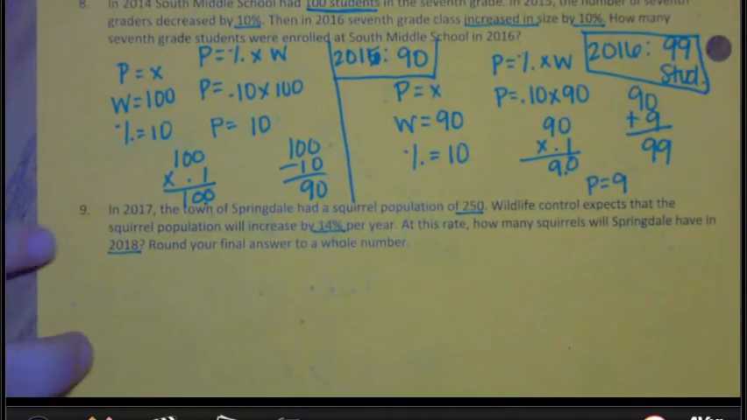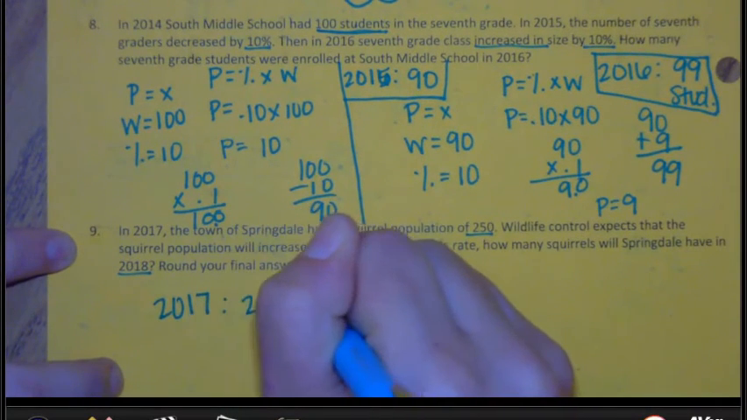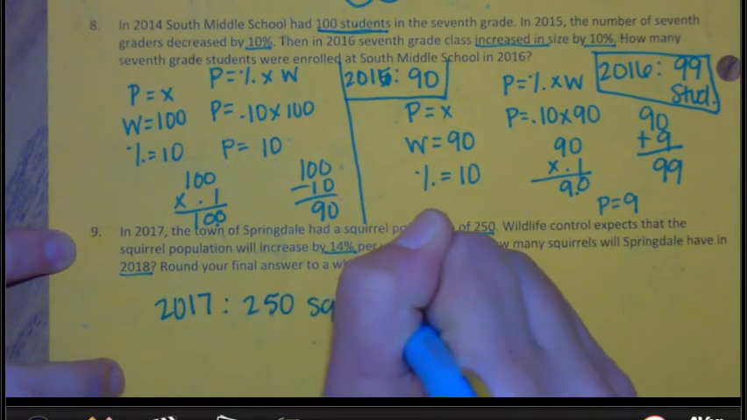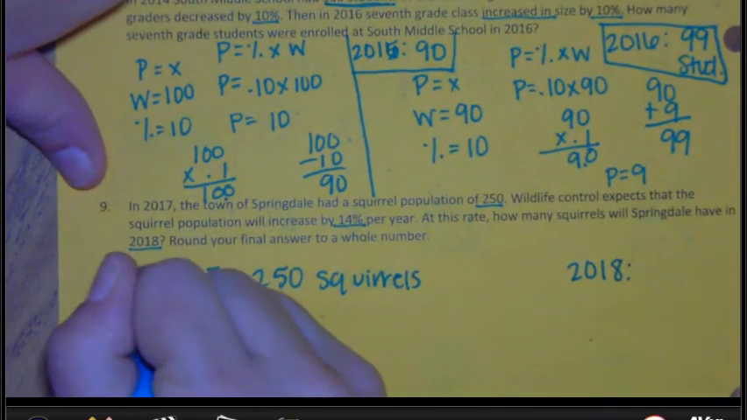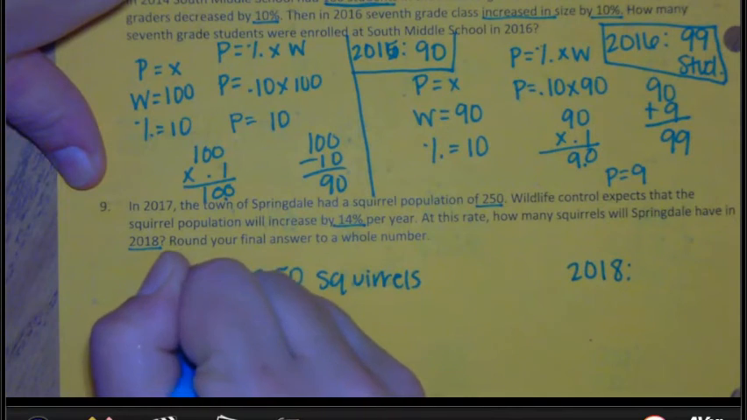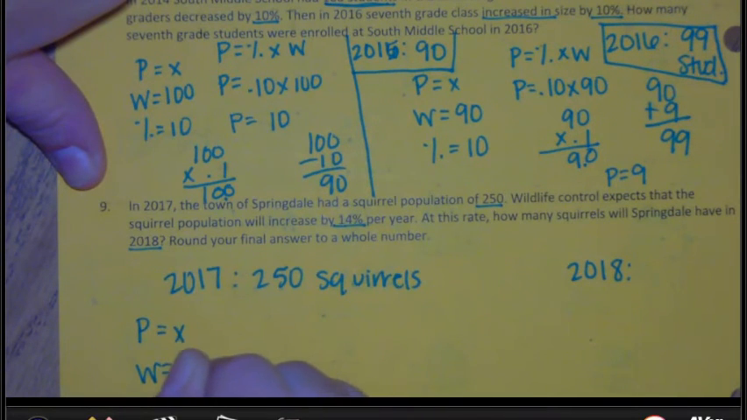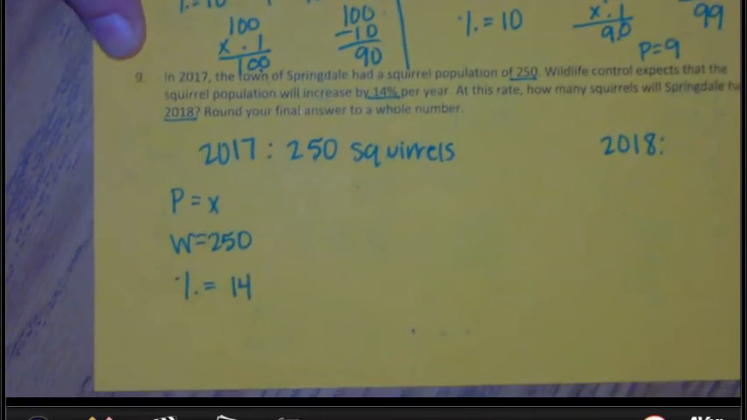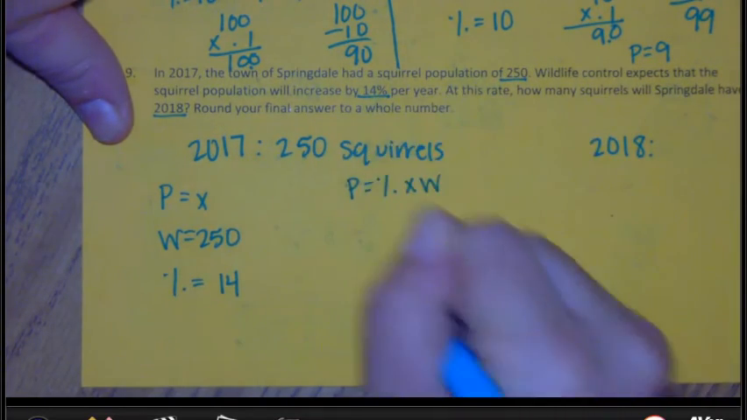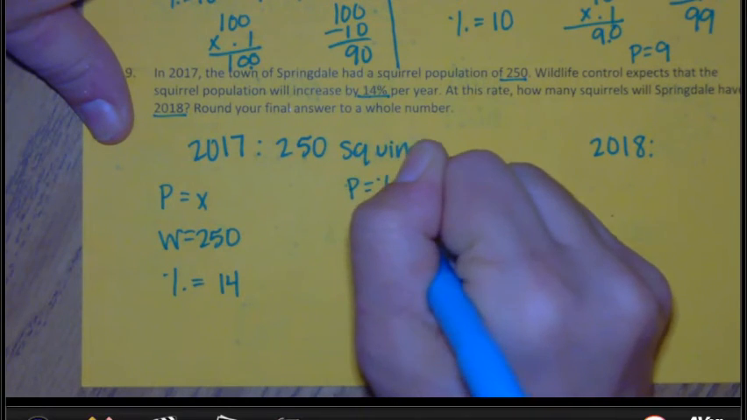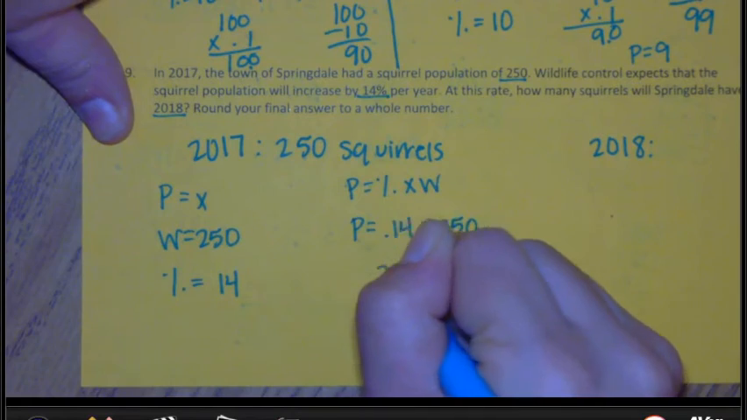So I'm only going to go up by 1 year. So in 2017, I have 250 squirrels. I want to know how many squirrels do I have in 2018? Well, that's what I'm trying to locate. So my part, that's unknown. My total is 250, and my percent is 14, because that's what I'm increasing by. So I'm going to use my equation, part equals percent times the whole. So part is equal to 0.14 times 250. Well, 250 times 0.14.